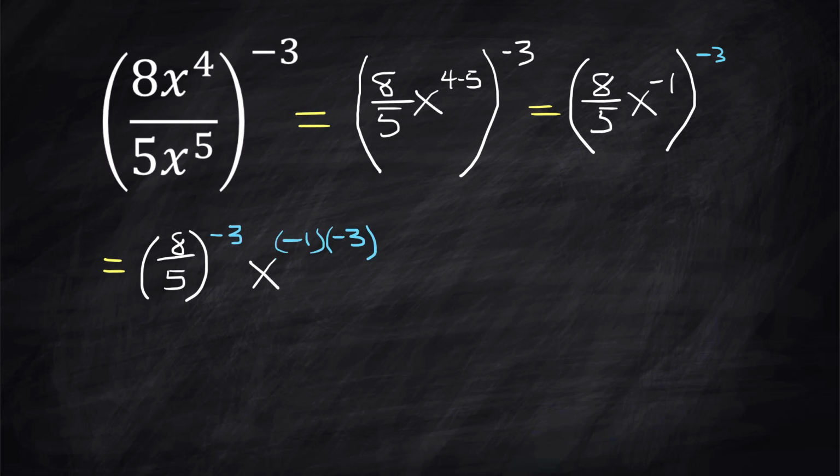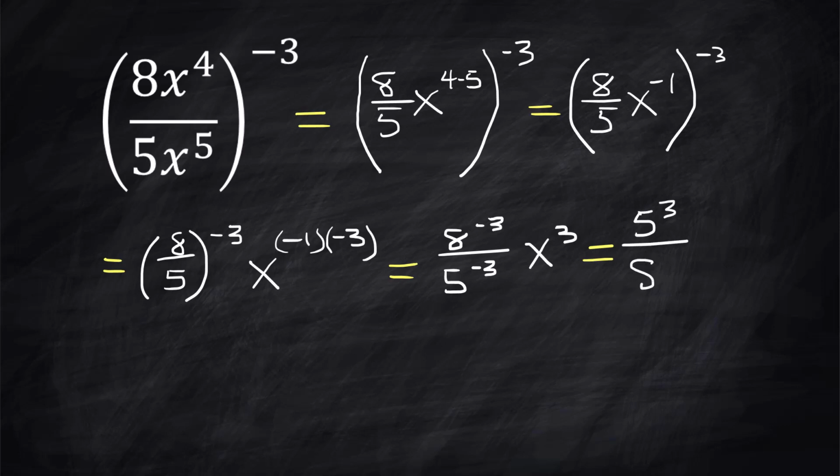When you're raising a power to a power, you multiply them, so it's going to be x to the -1 times -3. Applying that power on the fraction, we get 8 to the -3rd over 5 to the -3rd, and then x is going to end up just being to the 3rd power because -1 times -3 is +3. Using properties of negative exponents, I know they flip around, so the 5 to the 3rd goes up to the top, 8 to the 3rd goes down on the bottom, times x cubed, and we end up with 125 over 512 times x cubed. Same answer, just done a different way.